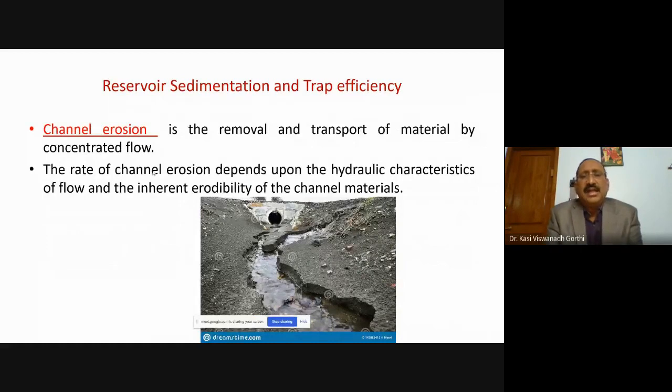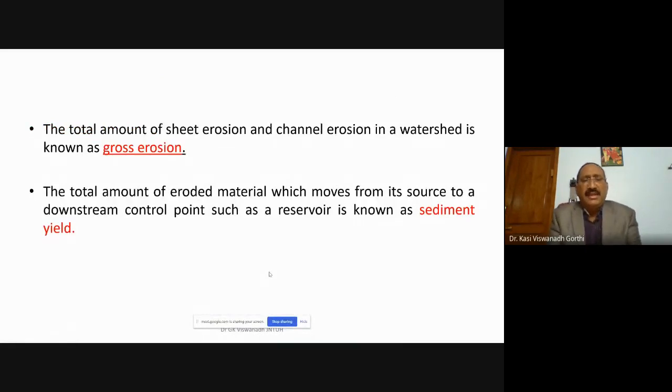On the other side, channel erosion. This figure shows the channel erosion. This is the removal and transport of material by a very concentrated flow. The rate of channel erosion depends upon the hydraulic characteristics of the flow and the inherent erodibility of the channel material. If the material is non-sticky or non-cohesive, it tries to move faster and gets detached from its original position. The total amount of sheet erosion and channel erosion in a watershed is known as gross erosion. It is the sum of both sheet erosion and channel erosion.